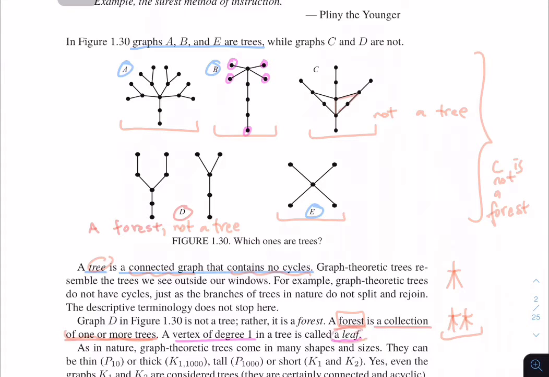And we say that a vertex which has degree 1 in a tree is a leaf.